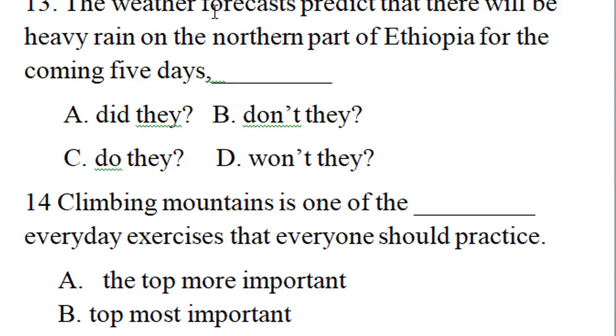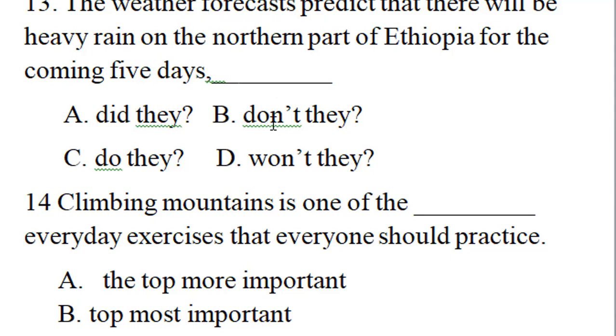Because this statement is positive and the tag question is negative. Here, focus on the verb and the subject. The verb is predict, which is a plural verb in simple present. So didn't, did, no, that is not the answer. Our attention here is on B and C. But here the statement is positive.